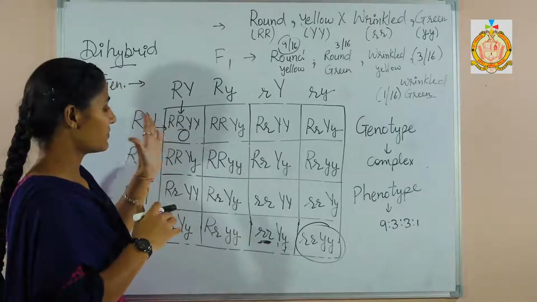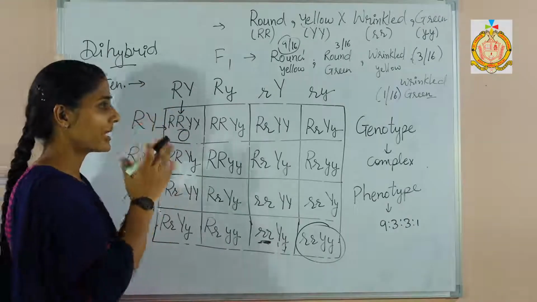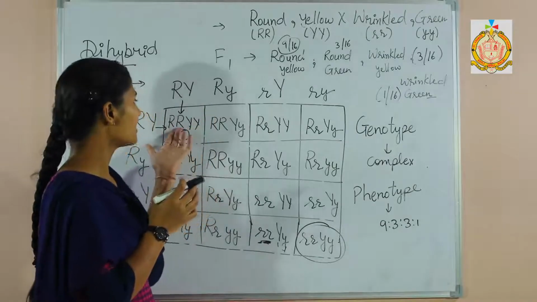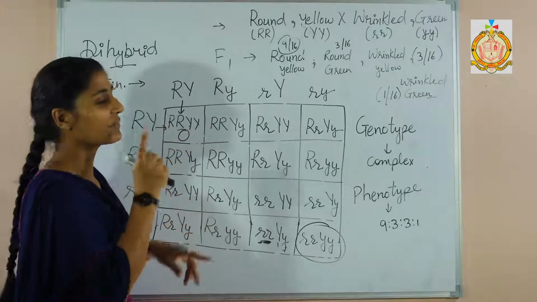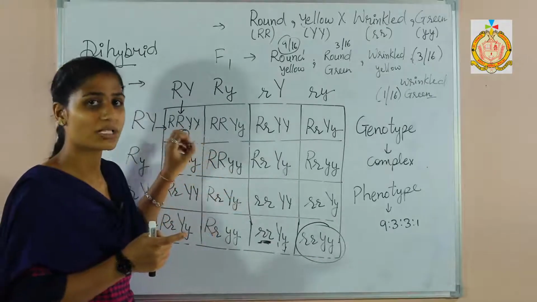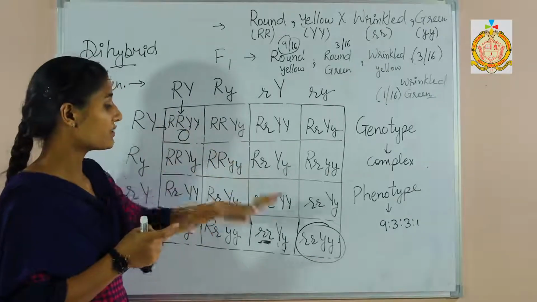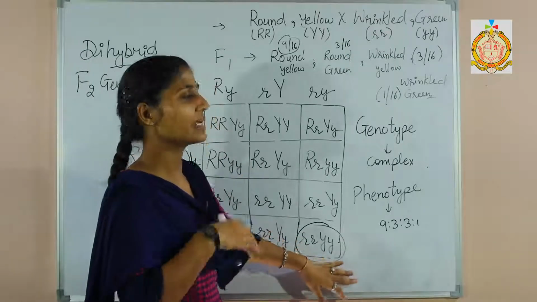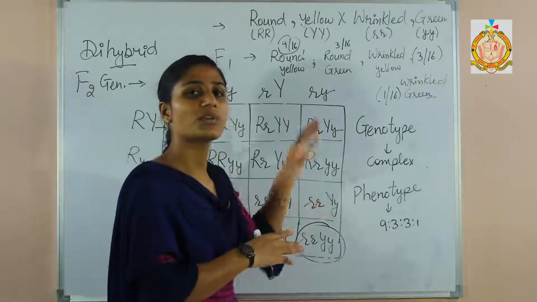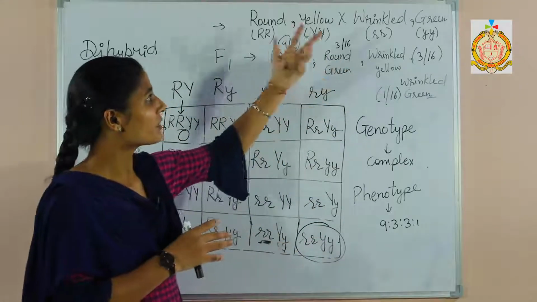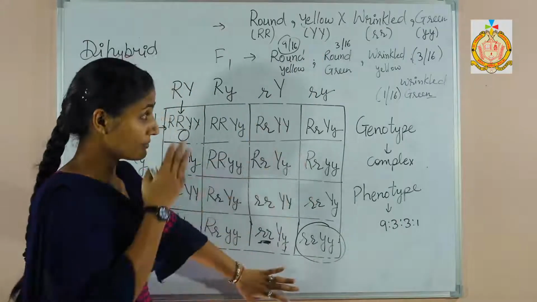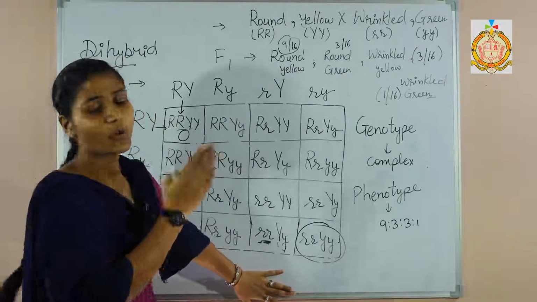In the last video I also told you how they get the character. If they have both dominant alleles, or one dominant allele and one recessive allele, then they will be tall as well as round. But if they have both recessive alleles, then the character will be suppressed and they will not show any dominant character, and they will be wrinkled or green.